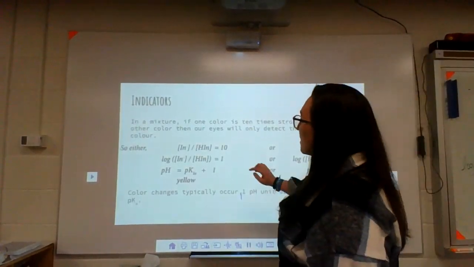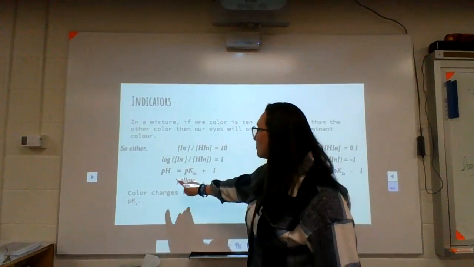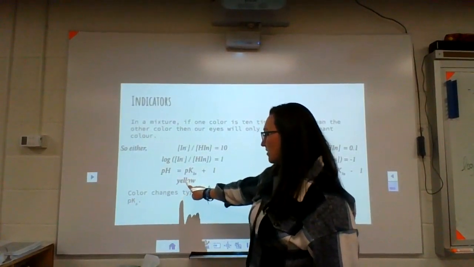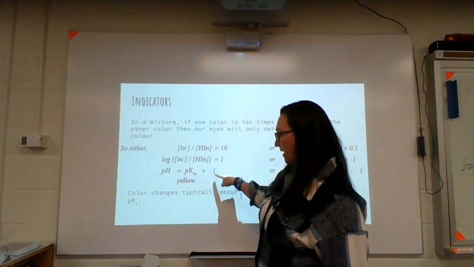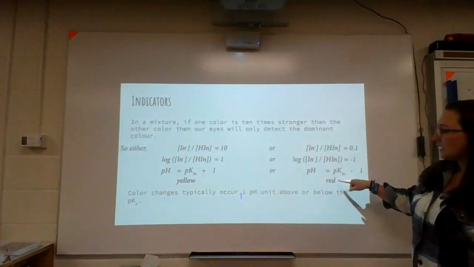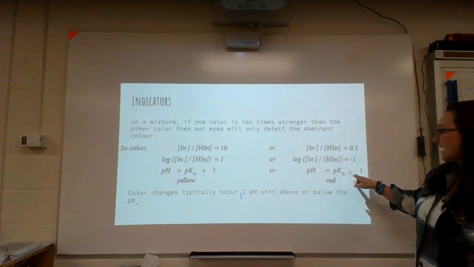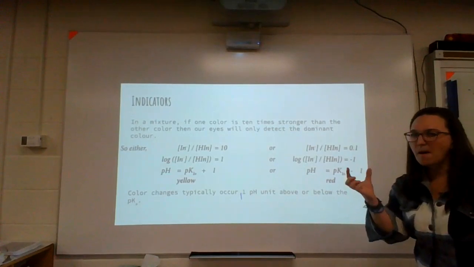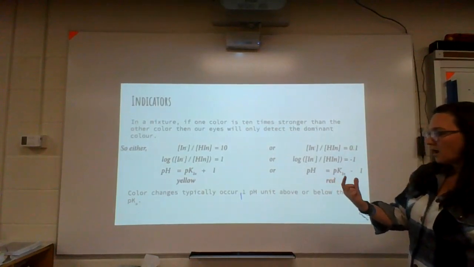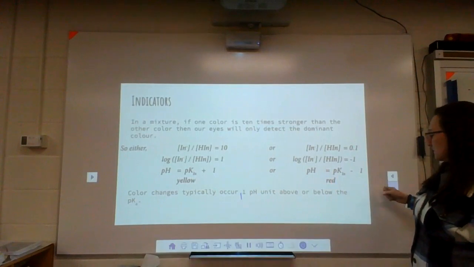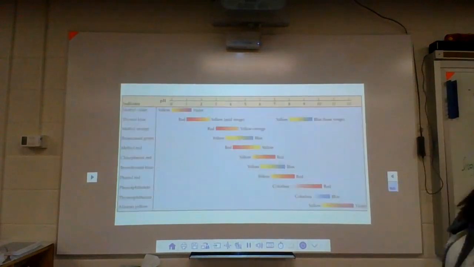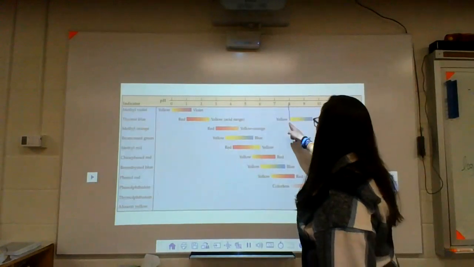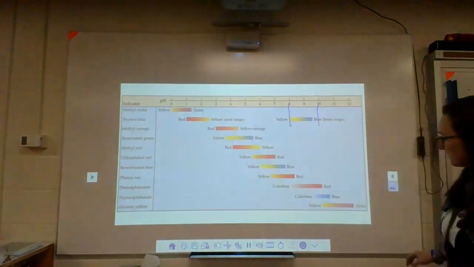So we'll see yellow, for example, with methyl red, when the pH is equal to the pK plus 1. And we'll see red when the pH is equal to the pK minus 1. So again, about 2 is the size of the range of most indicators. Again, we can see the ranges here are about 2 pH units.